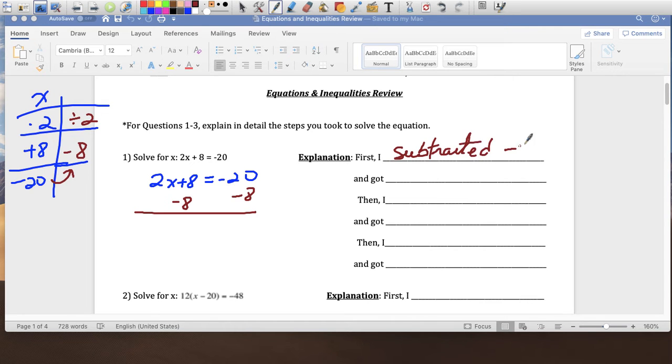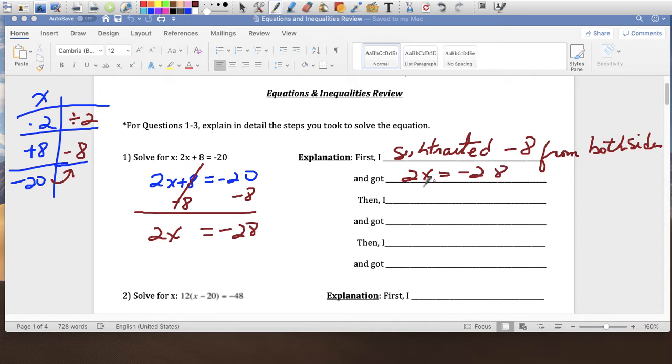Subtract negative 8 on both sides, right? And I got negative 28, and then 2x, because these go away. And then after that, I divide. No, actually, that's incorrect. So I subtract 8, and I'm going to write it from both sides. And I got 2x equals negative 28, so I'm just going to write it on the side. Then I divided both sides by 2. If I divide both sides by 2, x equals negative 14. Okay.